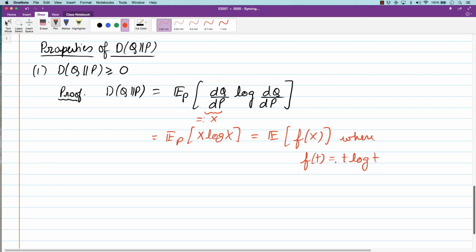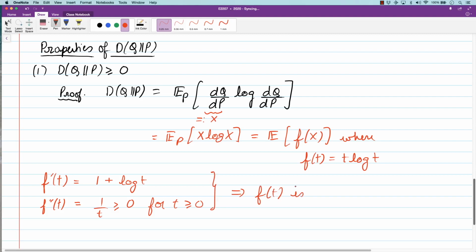So this function f prime t is, what is f prime t here? f prime t is 1 plus log t, and f double prime t is 1 by t, which is greater than or equal to 0 for t greater than 0. This implies f(t) is convex, right? And therefore, so it's convex.